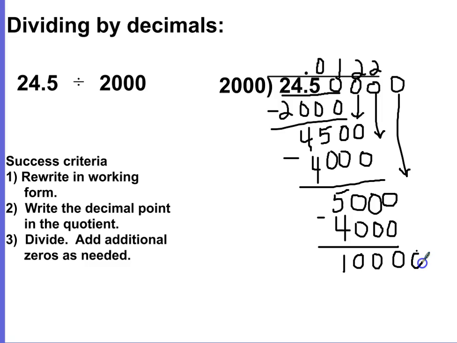And now I have 2,000 into 10,000. Well, I'm going to just ignore all of these zeros here and these zeros here. And I'm going to look at 2 goes into 10 5 times. When I multiply back, I'm going to include these zeros. So I'm going to write these 3 zeros. 5 times 2 is 10. And you have your answer.